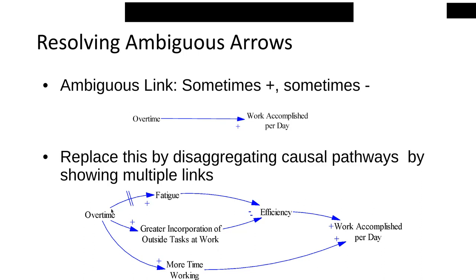Now let's talk about this little hash mark, this little double cross. So this indicates a delay. What it's saying is, compared to the time scale on how quickly, let's say, fatigue affects efficiency.